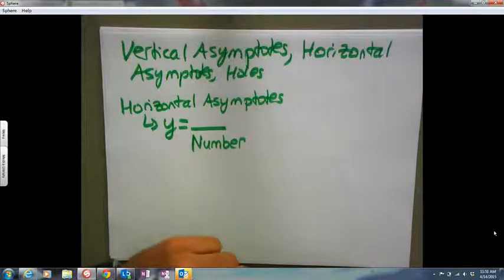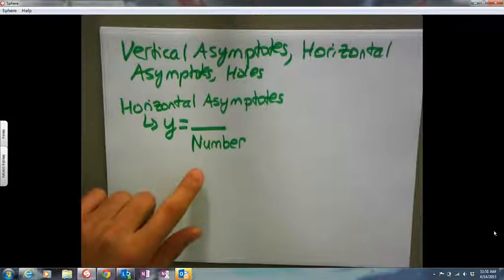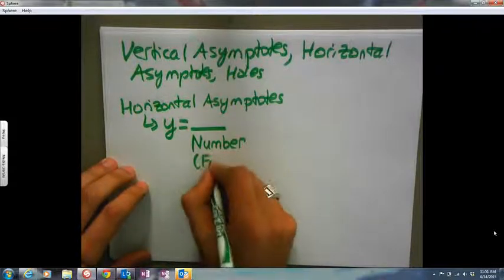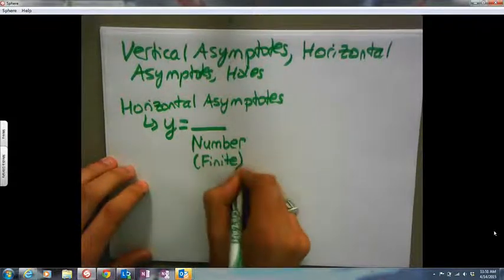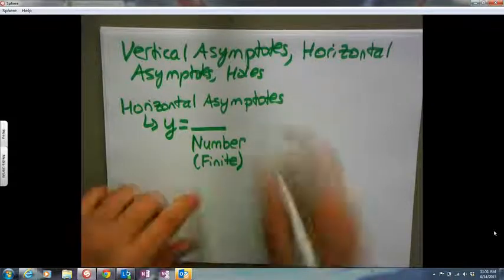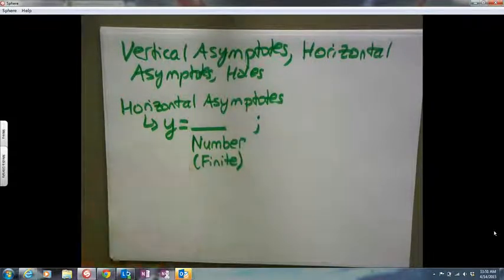you. Y equals a number. The number must be a finite number. That means it cannot be infinity. That's what a horizontal asymptote is. That's how we represent it mathematically. It's a line, of course. But what does it mean?